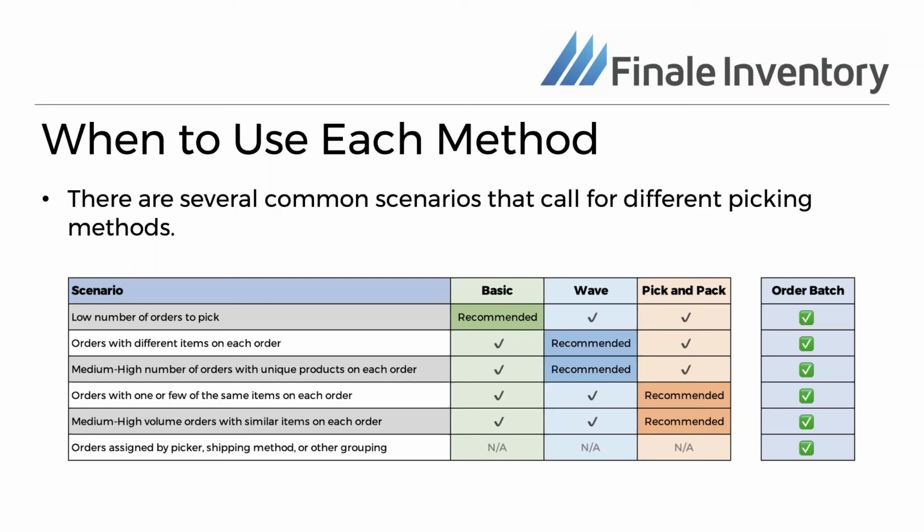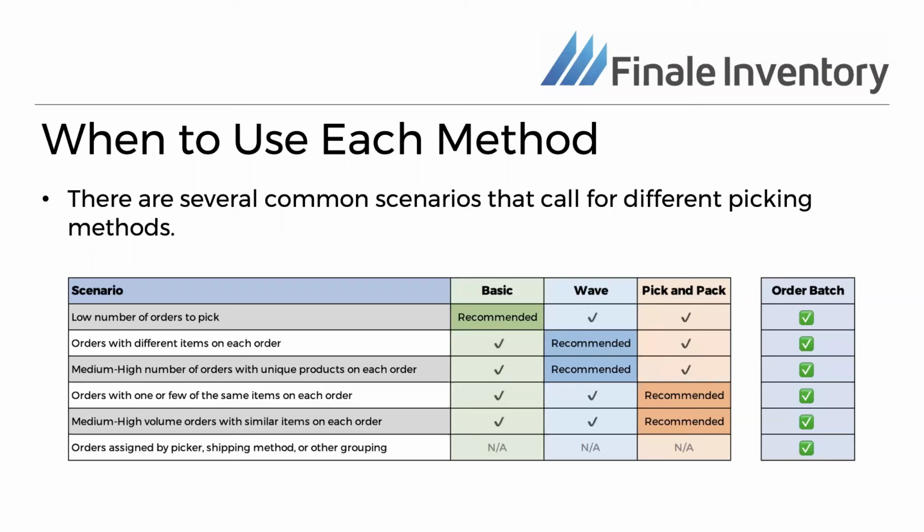So some common scenarios might be a low number of orders to pick. So let's say you have 5 orders. Basic is generally going to be the most common for that scenario. Now, that doesn't mean you can't use Wave or pick and pack, but generally, basic would be the best.